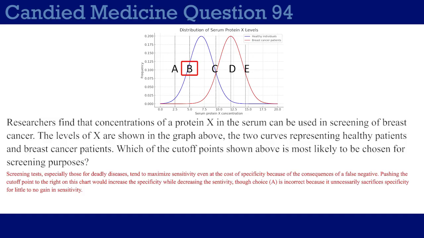But I'm also decreasing the area under the curve of the blue curve, which is the healthy individuals. So I'm detecting less of the people with breast cancer, but I'm also detecting less of the people who are healthy. So I've improved my specificity at the cost of some sensitivity. It's not a hard concept. Some people just have trouble converting it over to an image form after they learn the concept.